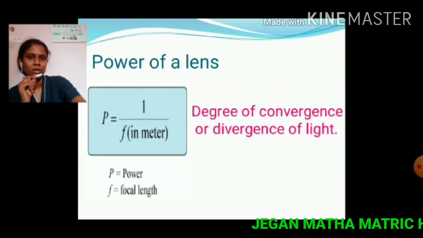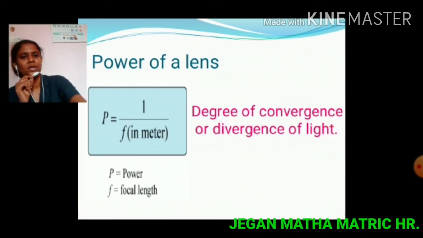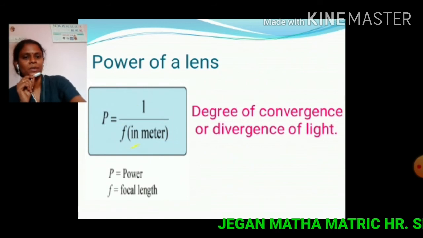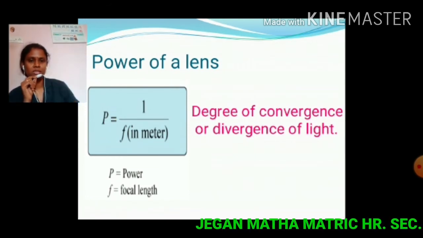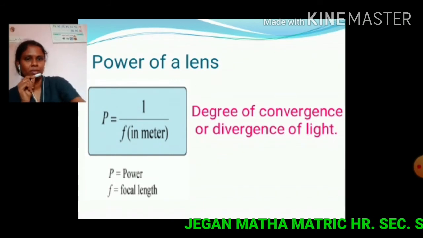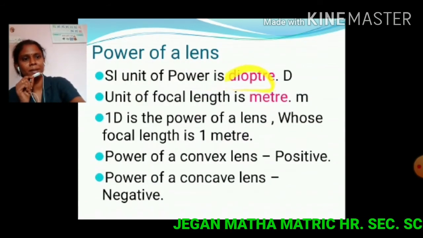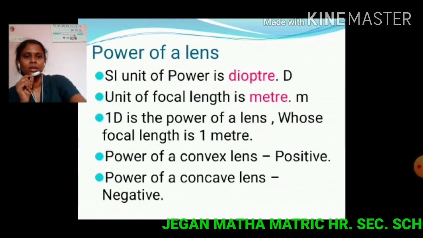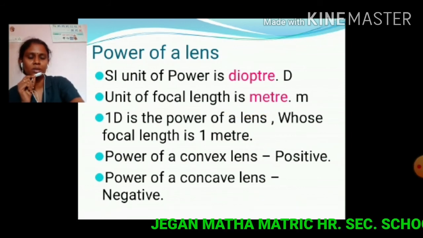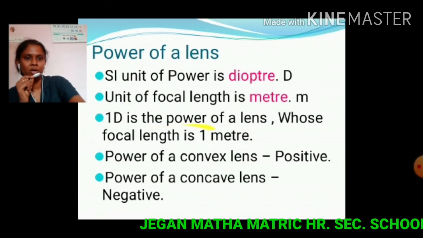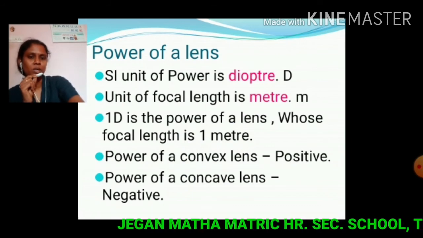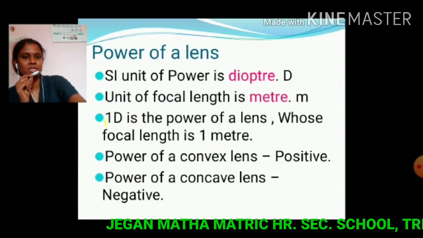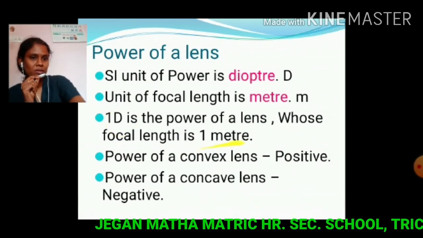The next, power of a lens can be defined as the degree of convergence or divergence of light. So P is equal to 1 by f, where f is the focal length. Power of a lens is the reciprocal of its focal length. The SI unit of power is the diopter, denoted by the capital letter D. The unit of focal length is the meter, that is small m. 1 diopter is the power of a lens whose focal length is 1 meter. So we know the formula P is equal to 1 by f. If the power of a lens is 1 diopter, it means its focal length is 1 meter.